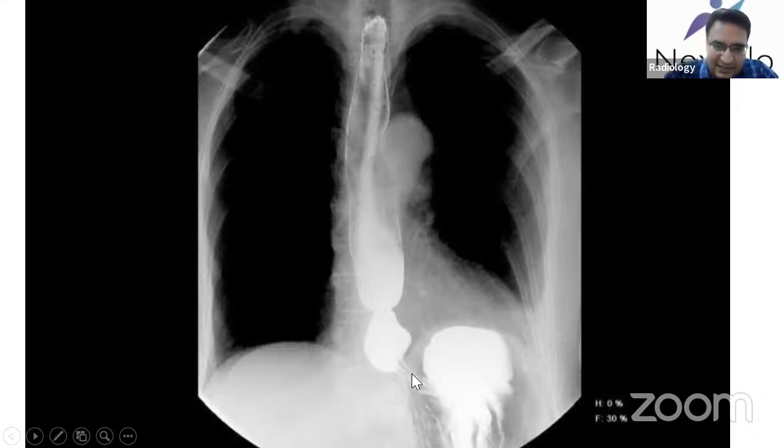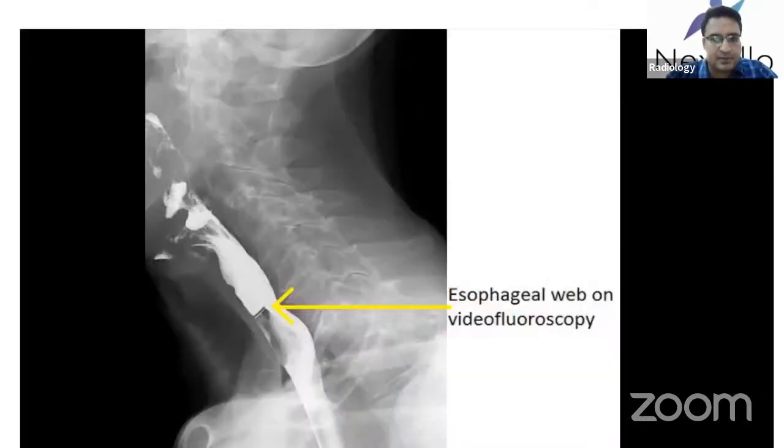Can you see these white lines? These are the rugae folds. Okay. Gastric rugae folds. And what is this? This is the gastroesophageal junction, this part, which is herniated upwards. Okay, so this is hiatus hernia. Now look at this image. What is this? This is a barium swallow image, lateral view.